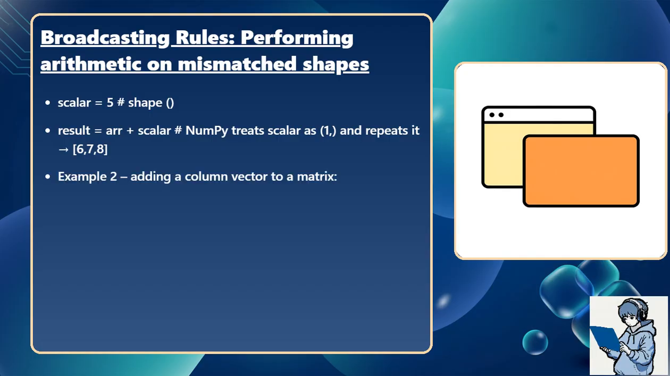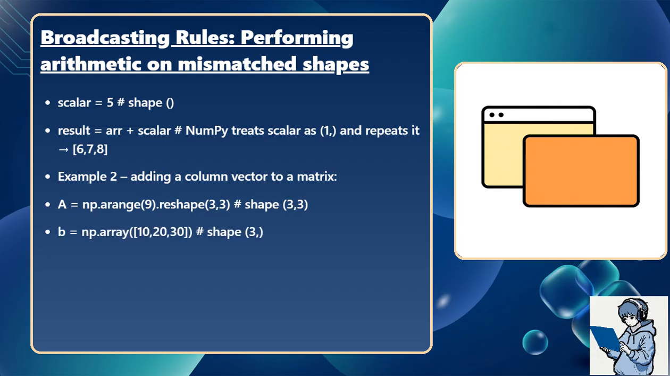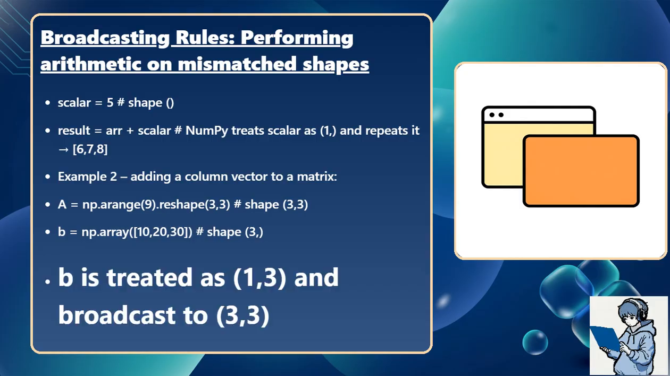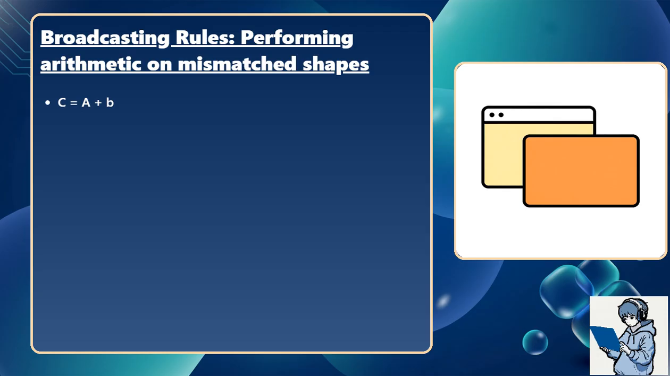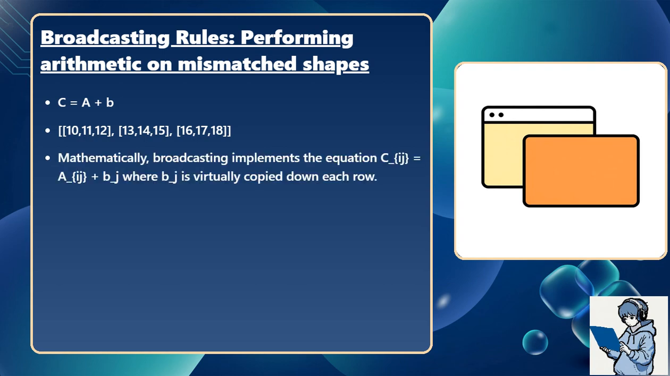Example 2. Adding a row vector to a matrix. A equals np.arange(9) reshaped to 3 by 3, shape 3 by 3. B equals np.array with elements 10, 20, 30, shape 3. B is treated as 1 by 3 and broadcast to 3 by 3. C equals A plus B. C becomes a matrix with rows 10, 21, 32, and so on.